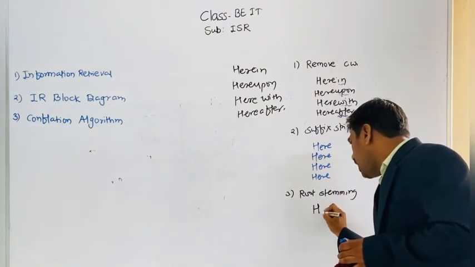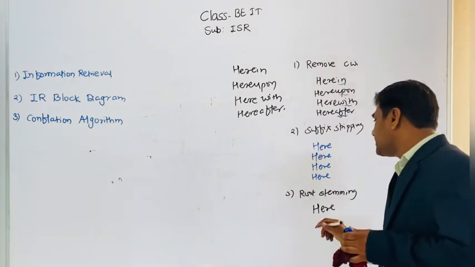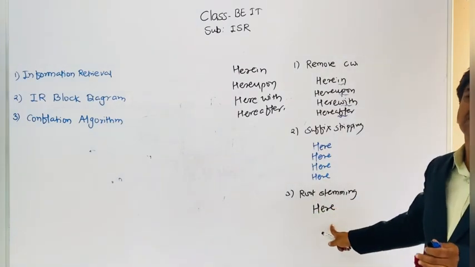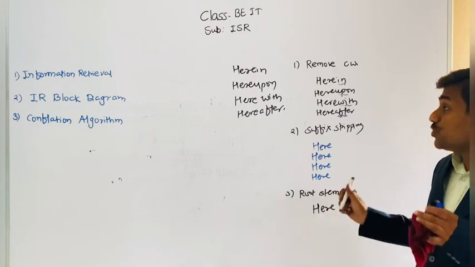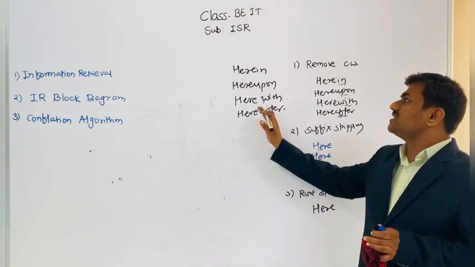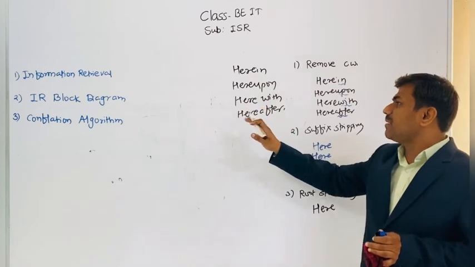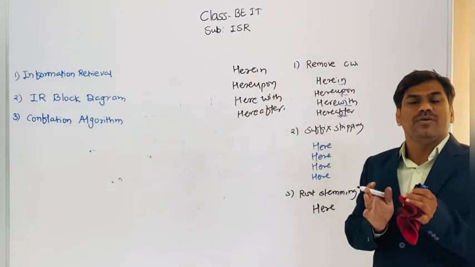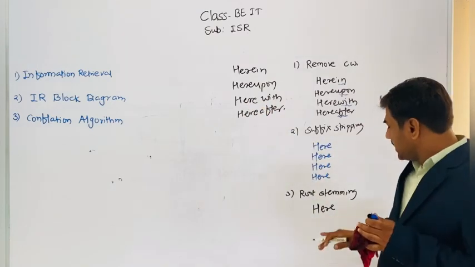Now the output of the final step, root stemming, is HERE. So finally, we can say that for the example given to us, herein, hereupon, herewith, hereafter, the final output of the conflation algorithm is HERE.